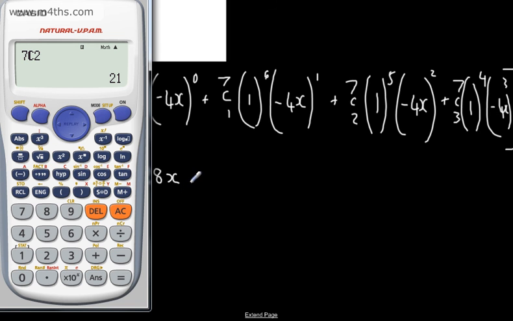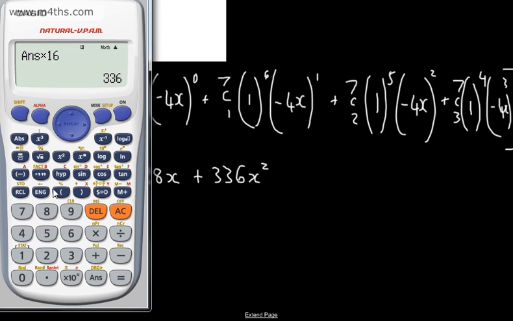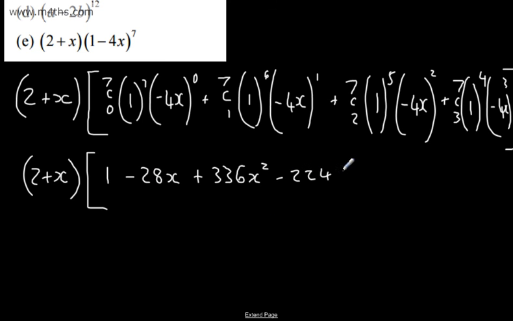So that is going to give us now plus, so 7c2 times by, and then we're going to need to multiply this by 16. That's going to be plus 336, so plus 336 x squared. Then we'll do 7c3, and then we're going to times that, so that's 35 times by 64, that's 4 cubed, and that's negative 2240, so negative 2240 x cubed. Okay, we need the first 4 terms.